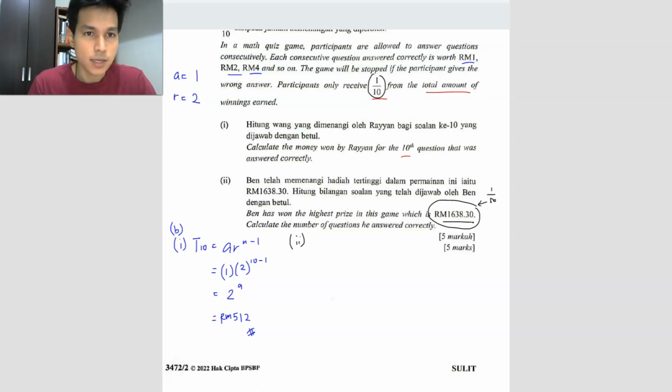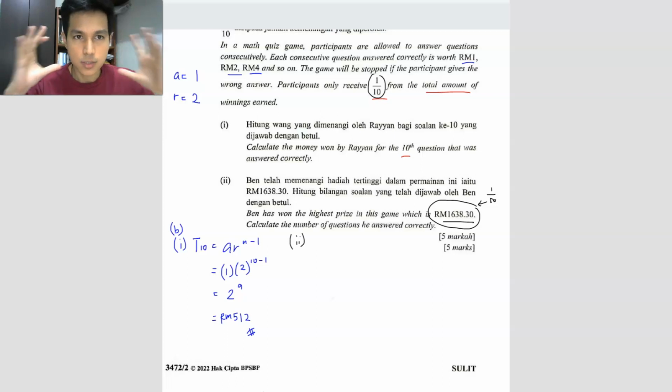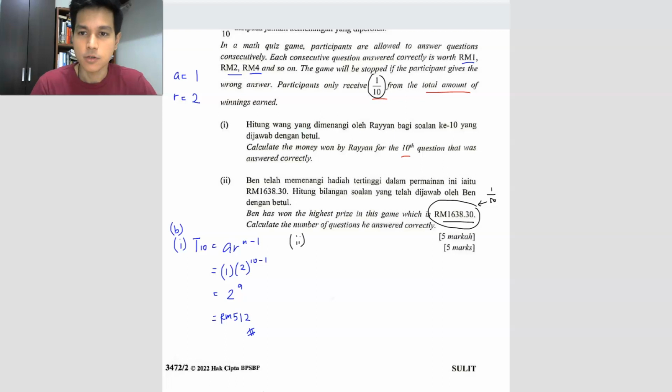So if this is 1/10, what is the actual total amount that he won? You need to times 10, correct? Because this is only 1/10 of the amount. So to find the total amount, you have to times 10. So this 1638.3, yeah, correct, 1638.3 times 10.